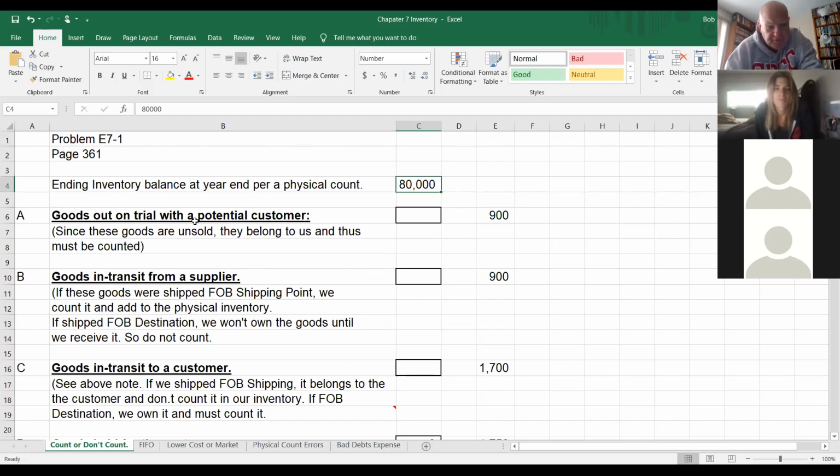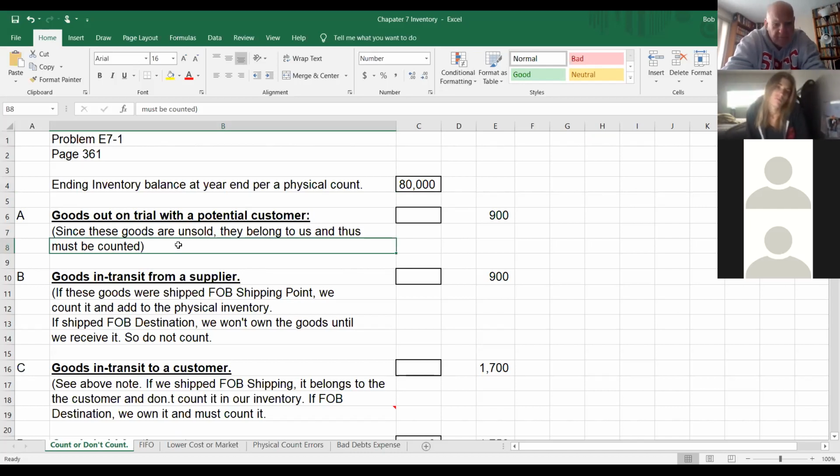Goods out on trial with a potential customer. We took some garments out of our inventory and gave them to a store just to look at and decide if they want to buy them or not. We said, here you go, here's $900 worth of underwear. Tell me if you want to stock them in your store.